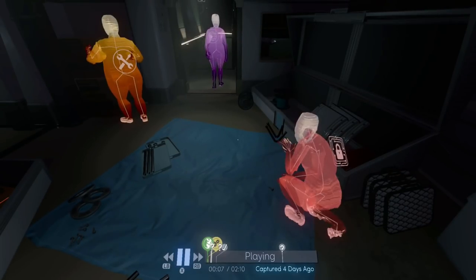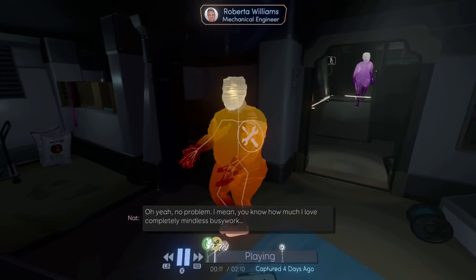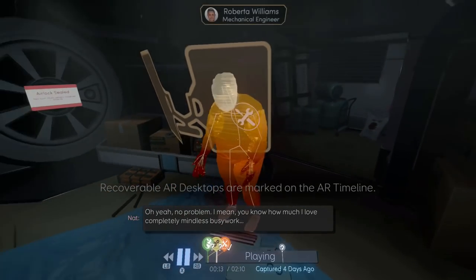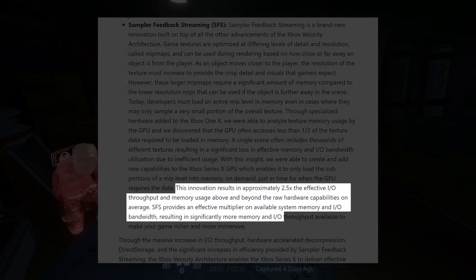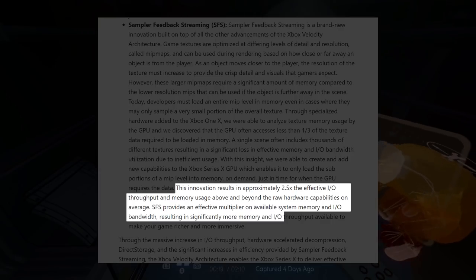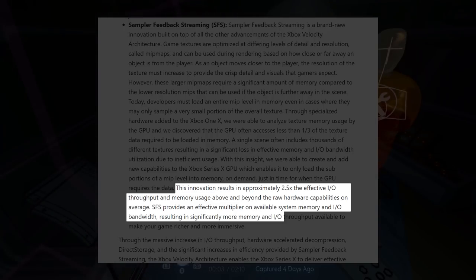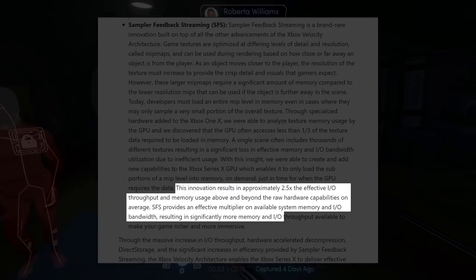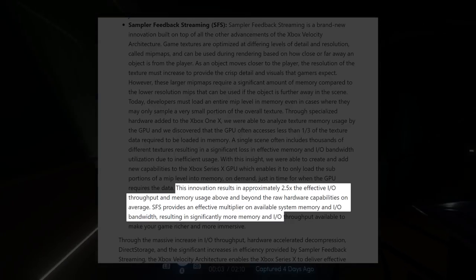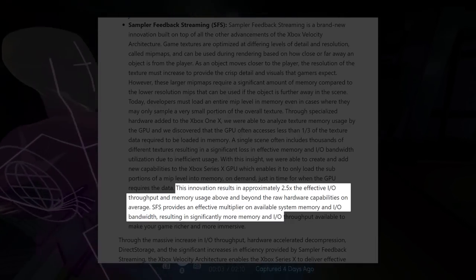Does judicious use of this knowledge provide a noticeable advantage when streaming in assets? Again, according to Microsoft, this innovation results in approximately 2.5 times the effective I/O throughput and memory usage above and beyond the raw hardware capabilities on average. SFS provides an effective multiplier on available system memory and I/O bandwidth, resulting in significantly more memory and I/O.